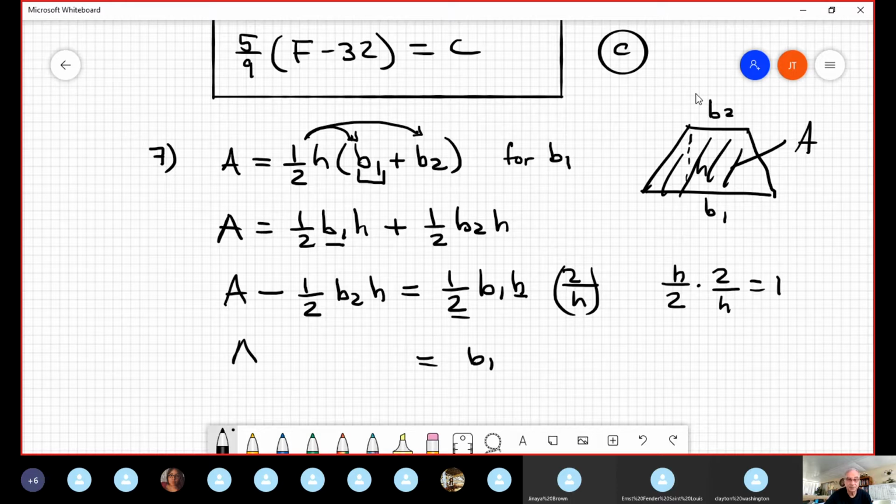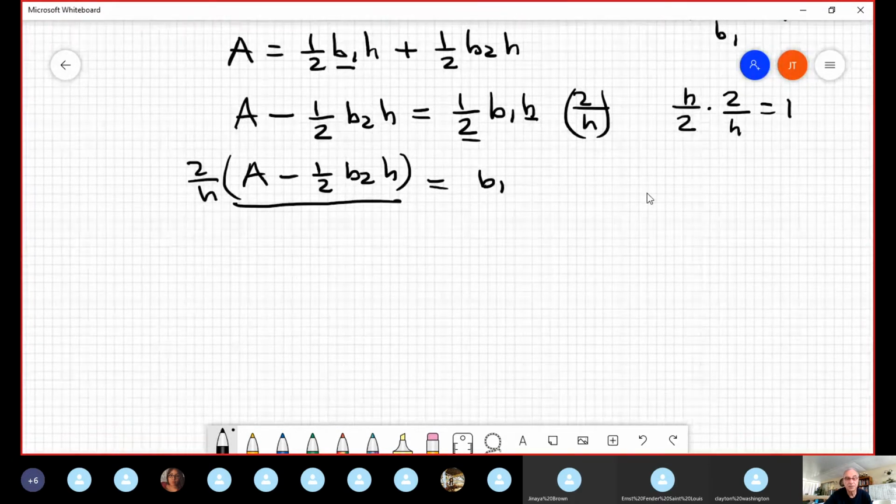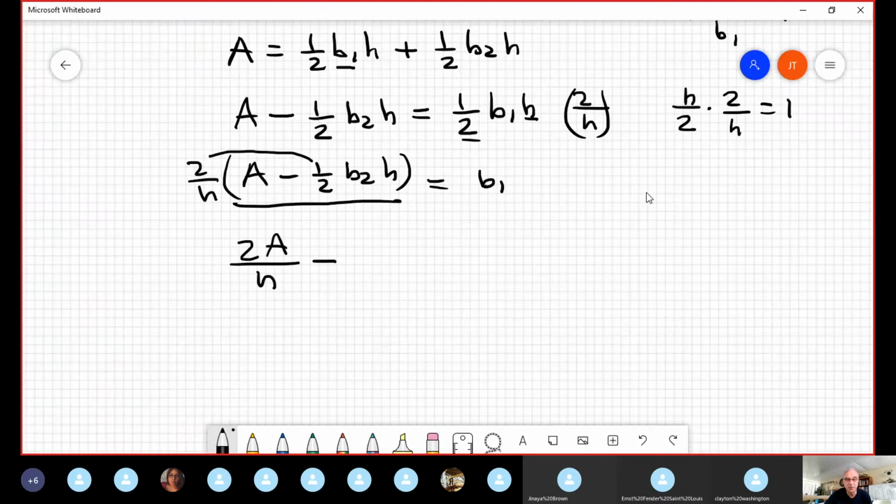So we have A minus 1/2 b2h multiplied by 2/h. Okay, but the whole thing. Now we have 2A over h minus, when you multiply this and this, look at what happened. The 2 is cancelled with the 1/2, and the h is cancelled, and stays only b2. So this is the answer.